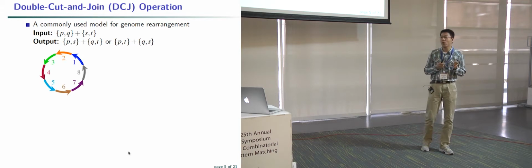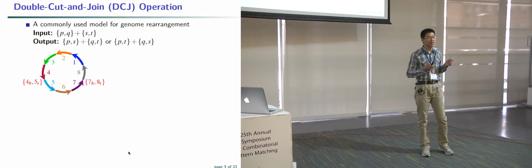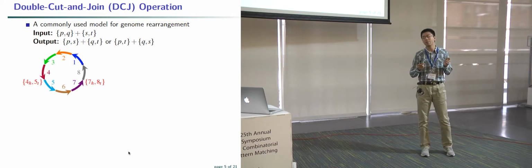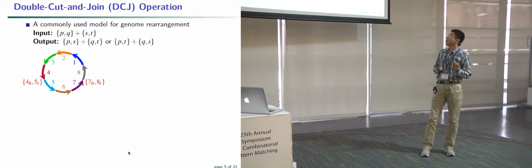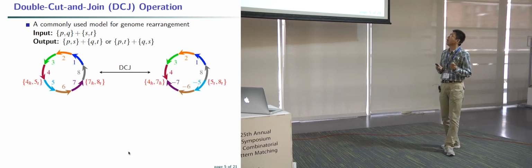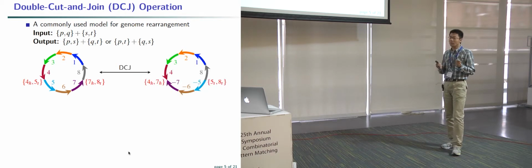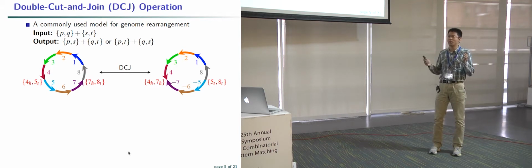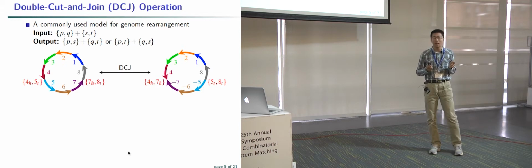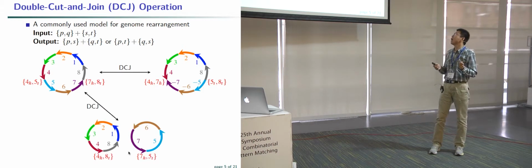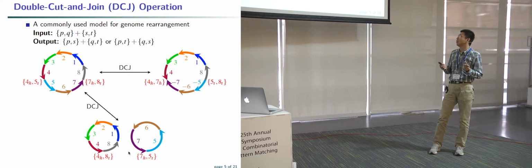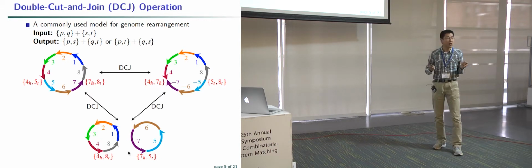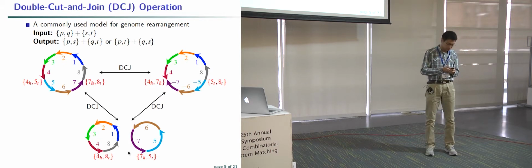Let's look at one example. A DCJ operation takes these two adjacencies as input, and one possibility is that the extremity 4 head is combined with 7 head. You can see the segment of 5, 6, and 7 is inverted. The other possibility is that 4 head is combined with 8 tail, which will produce 2 new circular chromosomes. And this is also possible.